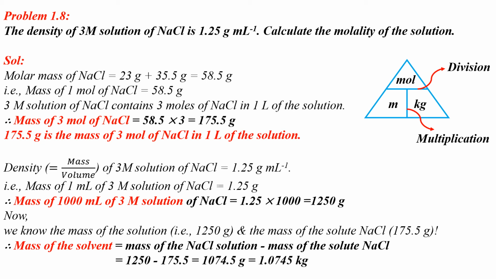For example, if you are asked to calculate molality, then look at the triangle here. M stands for molality, kg stands for mass of the solvent in kilogram, and mole stands for number of moles of the solute. So if you are asked to calculate the molality, you must cover M with your hand. The rest of the triangle gives you the formula: molality is equal to number of moles of solute divided by mass of the solvent in kilogram.